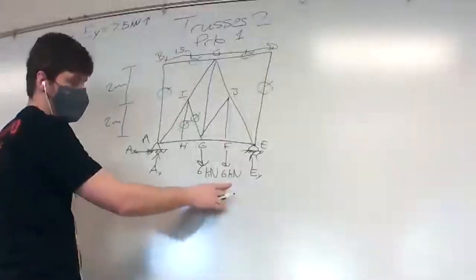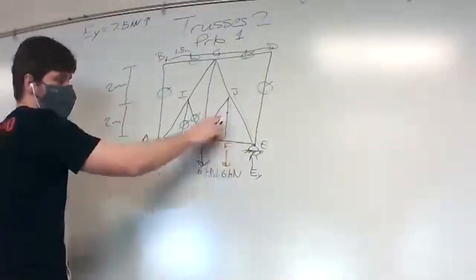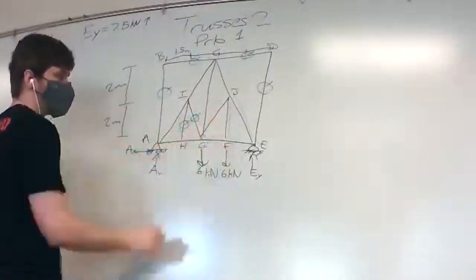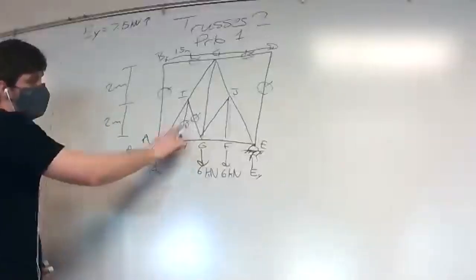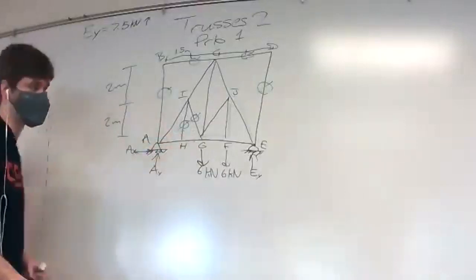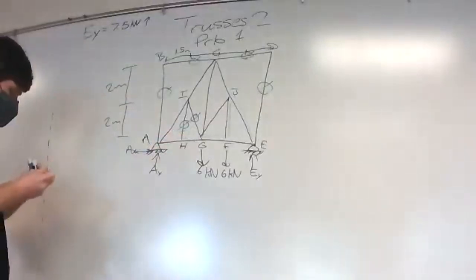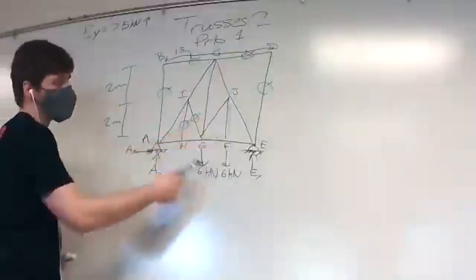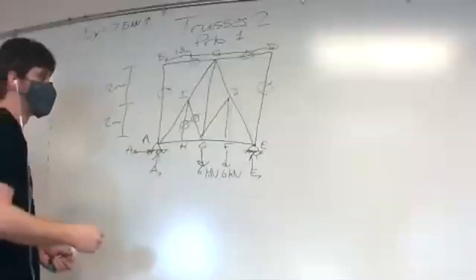Except now, when we look at F, we can see that there's an applied load here. So when we take our F joint, JF is not going to be 0. And because of that, JG is also not going to be 0, because we only could say that IG was 0 because we knew that HI was 0. And those are all of our 0 force members in this problem. JG is not 0 because FJ is not 0. If FJ was 0, JG would also be 0.